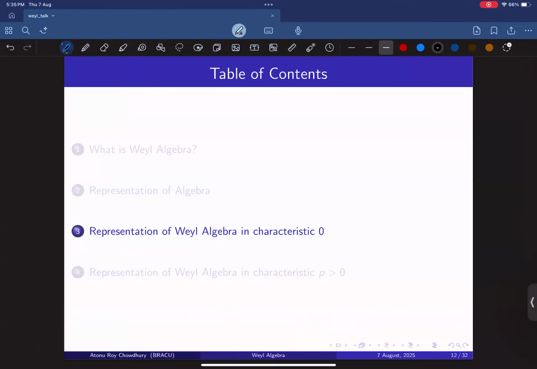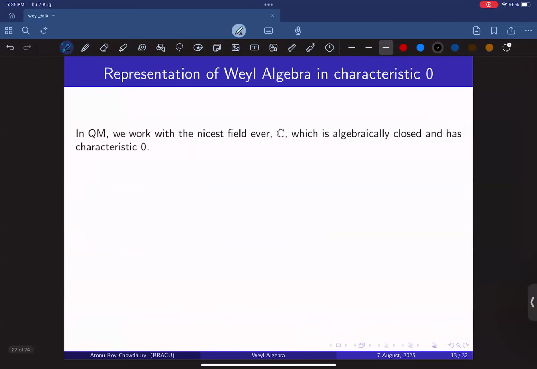Let's now talk about the representation of the Weyl algebra in characteristic 0. As I said, the Weyl algebra pops up very naturally in quantum mechanics, and it is basically the algebra generated by position and momentum operators. And in quantum mechanics, we deal with the nicest field, which is the field of complex numbers. It is algebraically closed. It has characteristic 0. And it has many more nice properties. It has a number which squares to -1 and so on.